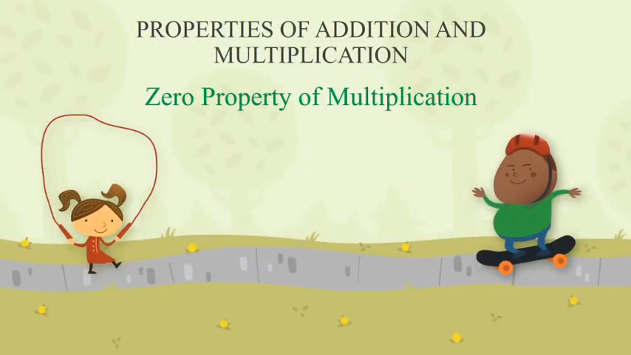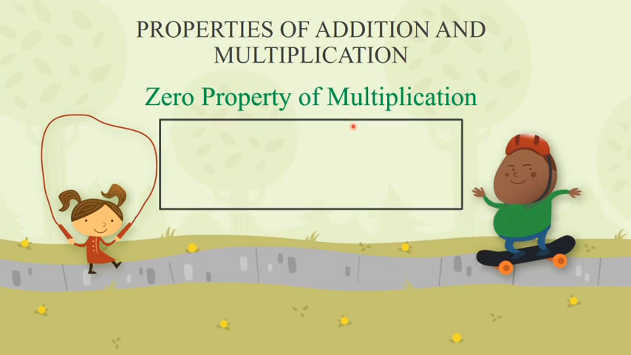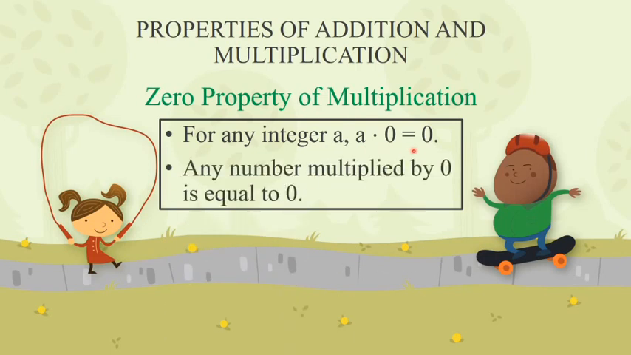Now, let us have the zero property of multiplication. So, we only have the zero property of multiplication. So, what do we mean by this? In symbol, for any integer a, we have a times 0, it is equal to 0. So, it means that any number multiplied by 0 is equal to 0. So, for example, we have 0 times 45, it is equal to 0. Negative 37 times 0, it is equal to 0.